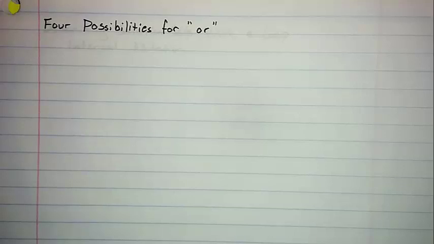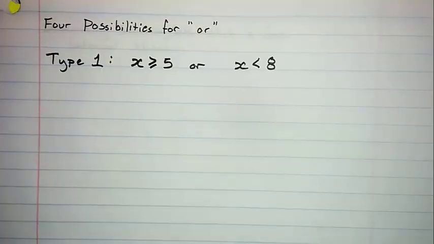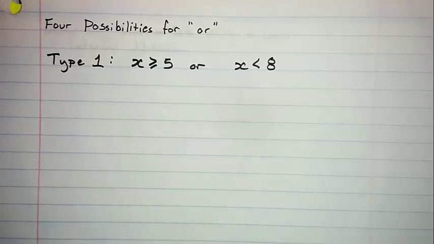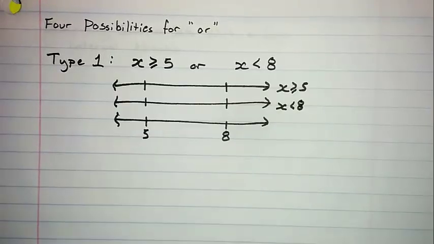Just like and, there are 4 possibilities for an or type inequality. And they're the same 4 possibilities, but they have slightly different results. The first type has as an example x is greater than or equal to 5 or x is less than 8. What does this look like when I graph it?